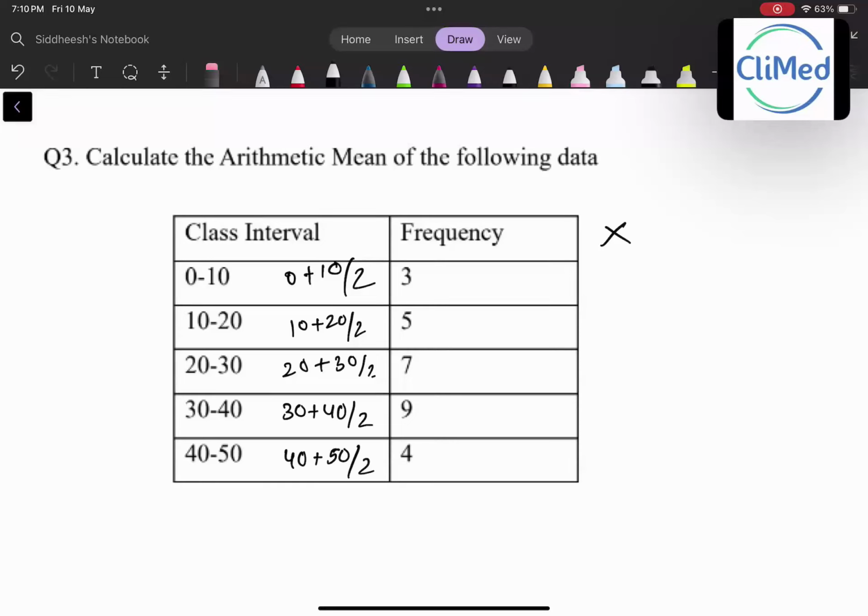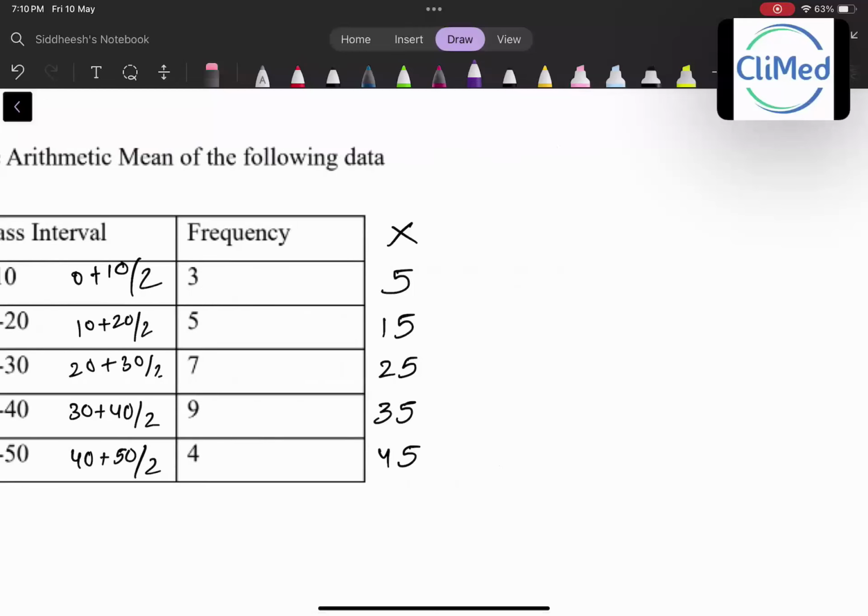Your X value is what? 5. What about the next one? 15. Perfect. Next. 25. Perfect. Next. 35, 45. Okay. This is your X value. Now the main thing, our formula. We should know the formula for solving this type of data. Now the formula is very simple again. Same as above. Summation of Fi xi.